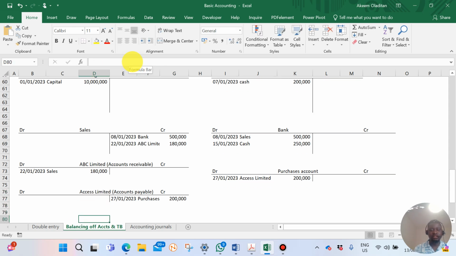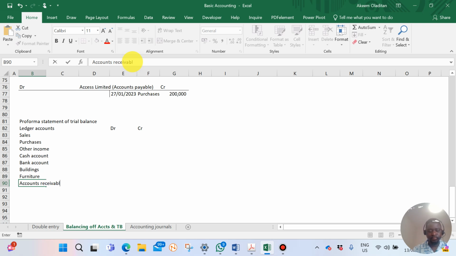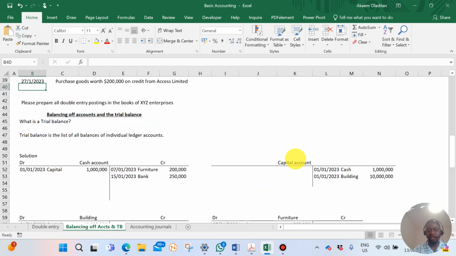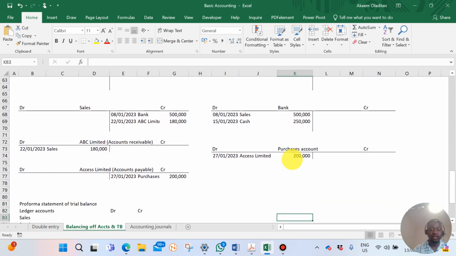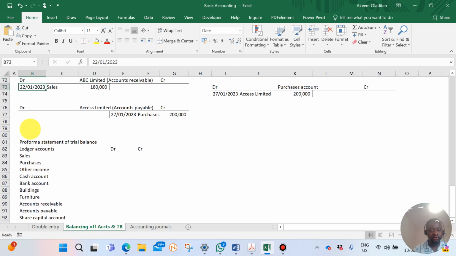So that's that. So we can say we have account receivable, and we have account payable. After the account payable, the last one but not the least is the capital account, which I didn't mention that time. We can call it capital account or share capital account, depending on how the capital was sourced for the business.